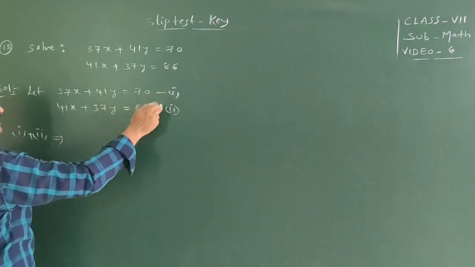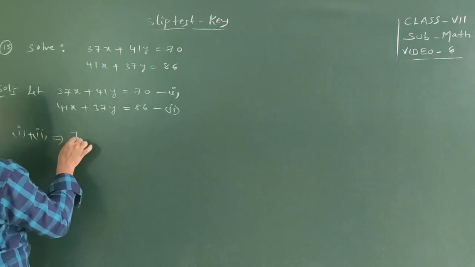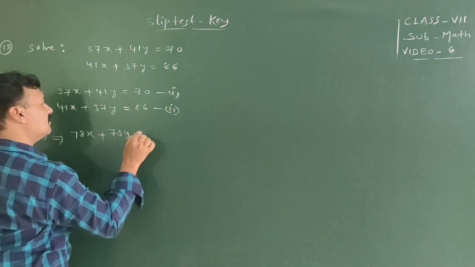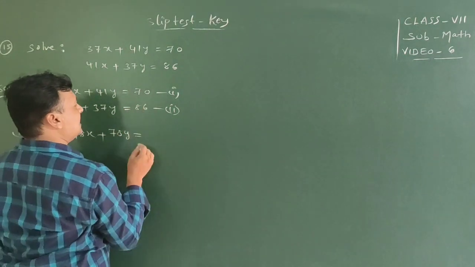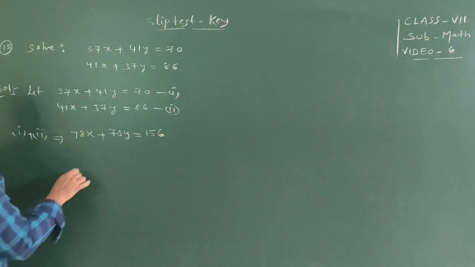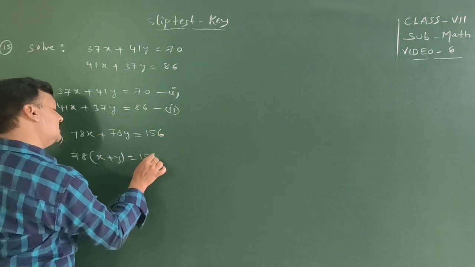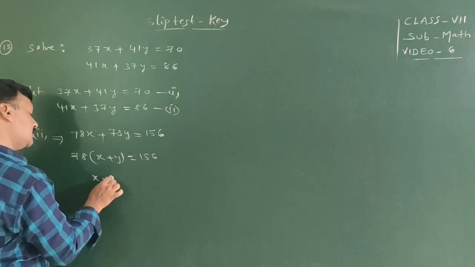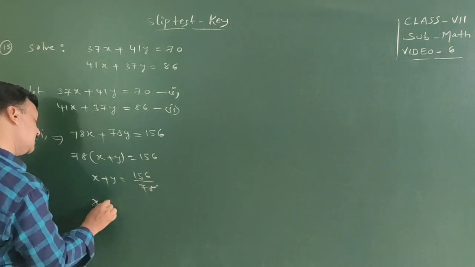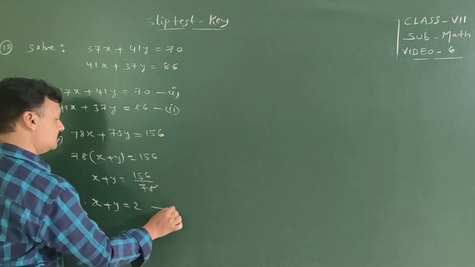If you add the first and second equations, we will get 37 plus 41, 78x plus 78y equal to 70 plus 86, which is 156. If you take 78 common, x plus y equal to 156 by 78. Therefore, x plus y equal to 2, the third equation.